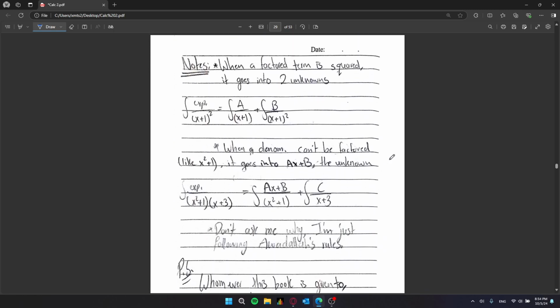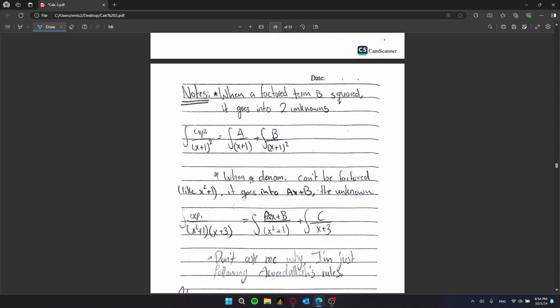This is a few notes as well. You can pause here and read them for understanding some special cases, such as when you should put it as ax plus b, and when you should keep it as just a.